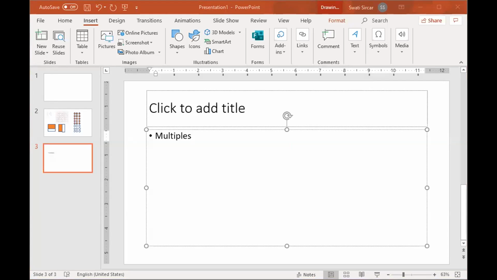Multiples come from the multiplication table. Okay, this may be too large. Let me reduce it a little bit. Okay. And then for factors.